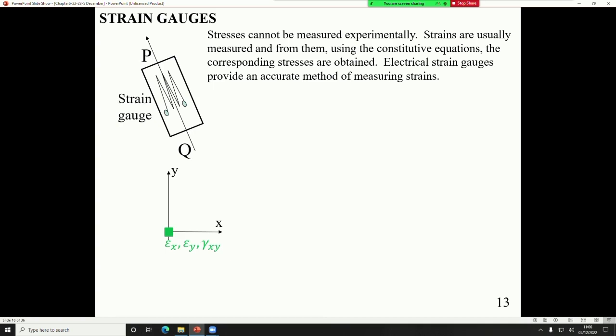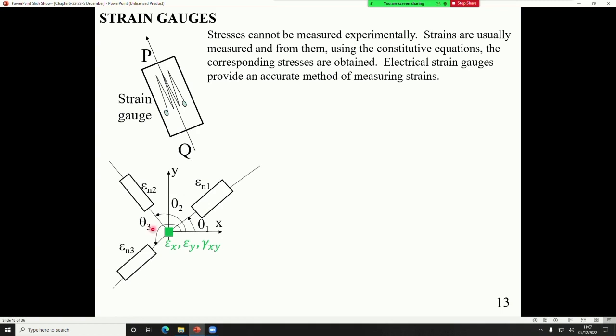So in that case, we need three strain gauges at each point. The angle these strain gauges make with the x-axis, this is the main axis of a typical strain gauge, is usually measured from the x-axis in the anticlockwise direction. So the angle is not the angle between the gauges.